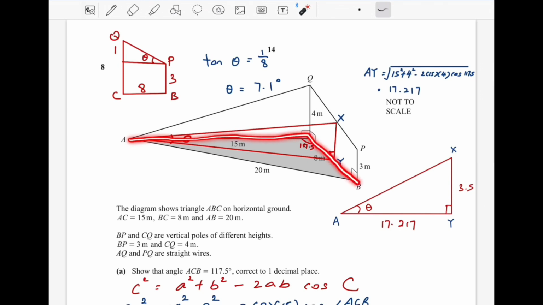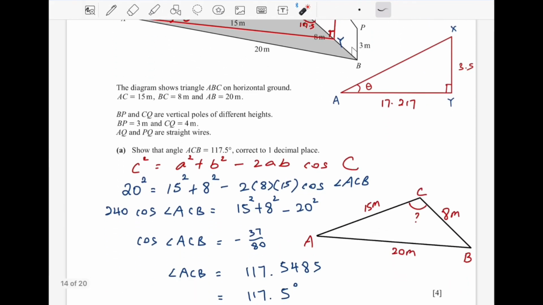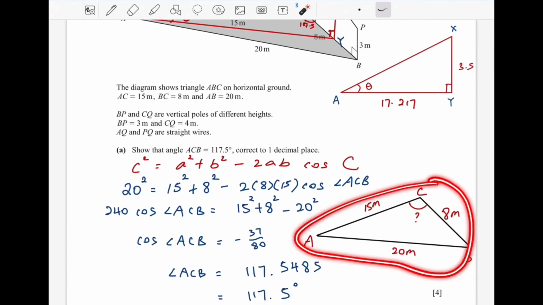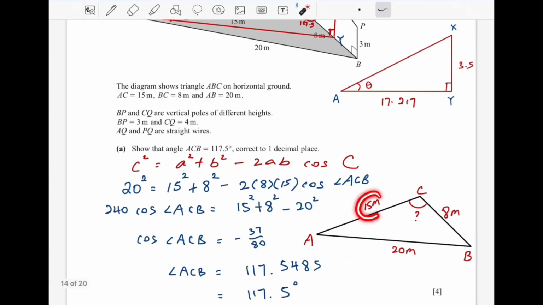Now the shaded region is triangle ABC lying on the horizontal ground, right? Triangle ACB. So from this triangle, the shaded area, this is the diagram. You have every dimension: 15 meter, 20 meter, and 8 meter. So we have to prove that this angle is the same as 117.5. So what rule do we apply? Cosine rule. Okay, we are going to apply the cosine rule. This is the formula of the cosine rule. This is the angle that you look for, so this will be the subject of the equation.